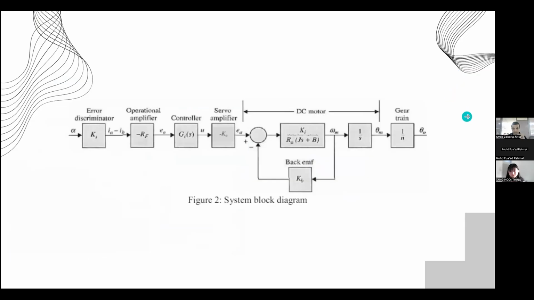And here's the block diagram, which includes all the gains and the feedback and everything.